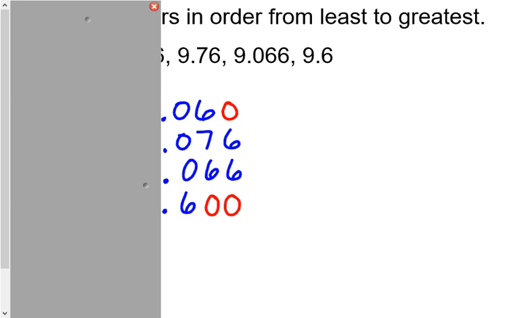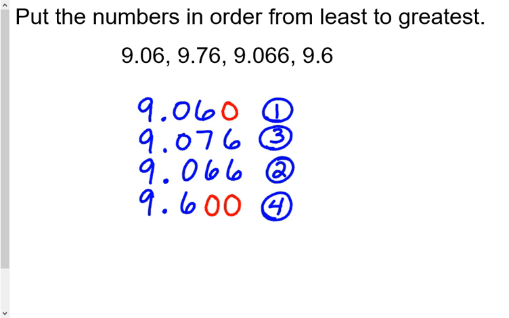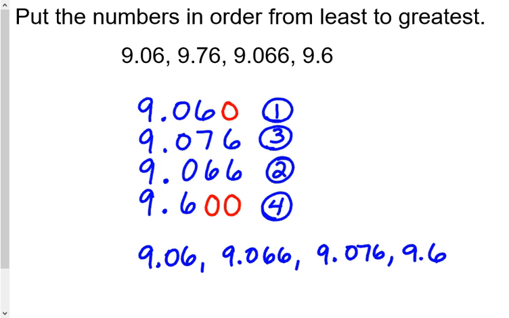We want to go least to greatest. The reason I have you annex the zeros is because now I can just look at this and say, if I want to go least to greatest, that first one has 60 thousandths, then 76 thousandths, then 66 thousandths, then 600 thousandths. So all I have to do is put those numbers in order: 60, 66, 76, 600. So my first one is 9 and 6 hundredths, then 9 and 66 thousandths, then 9 and 76 thousandths, then 9 and 6 tenths.